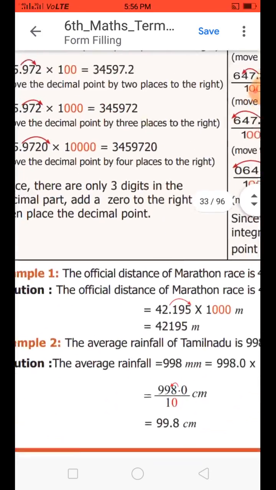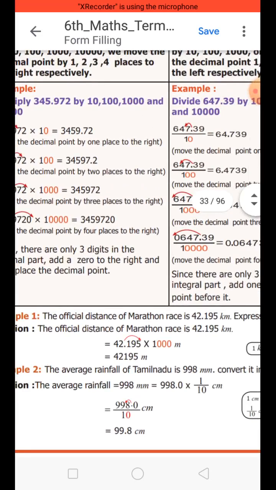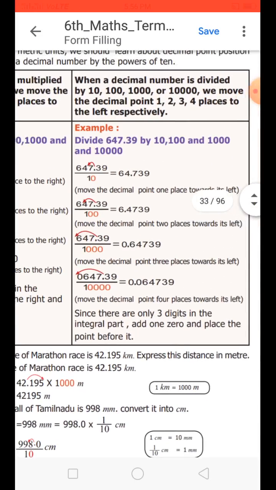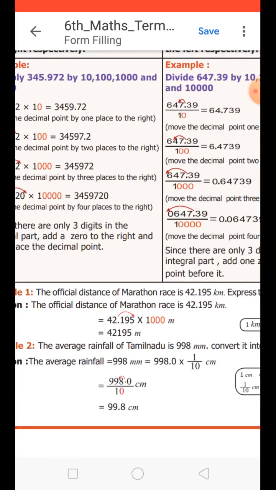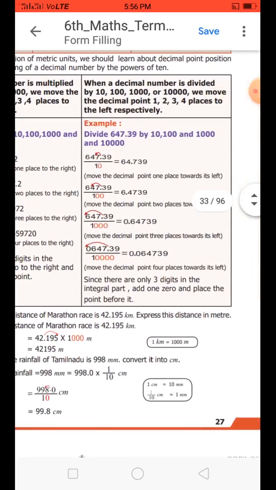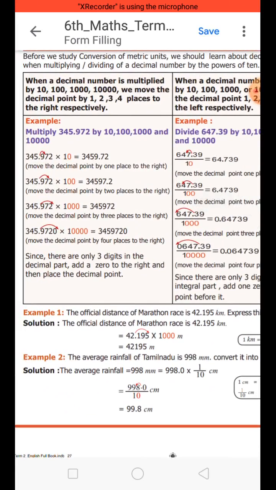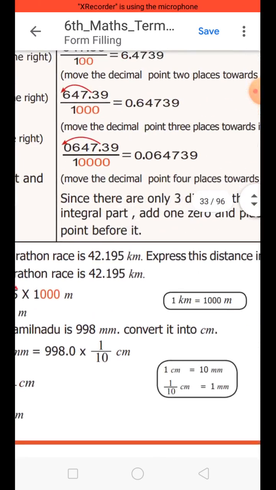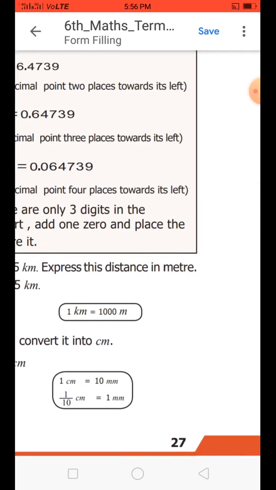Okay, so look at example 1. The official distance of a marathon race is 42.195 kilometer. Express this distance in meter. So the distance of the marathon race is 42.195 kilometer. Usually we say 42 kilometer, 43 kilometer, 50 kilometer, correct? But here the given is 42.195 kilometer. Express this distance in meter.